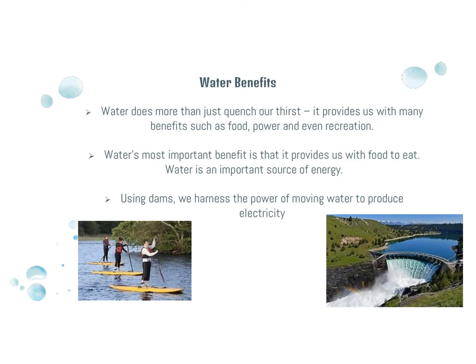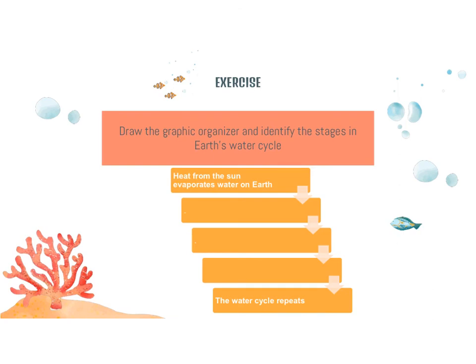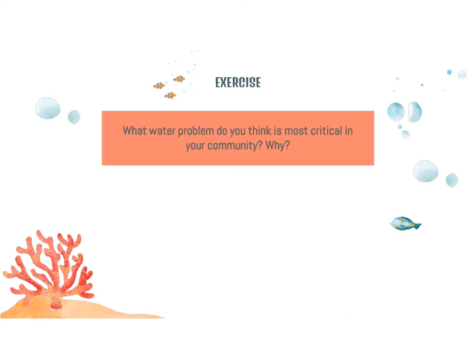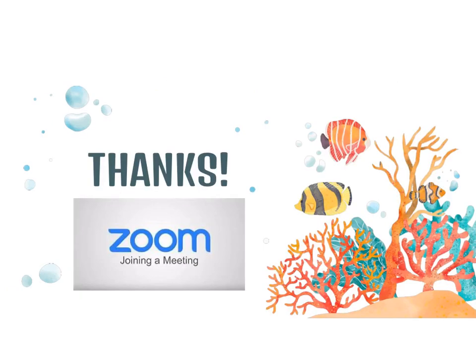On your ESS copybook, just take 3 minutes, try to draw this graphic organizer and to list and identify the different stages of the water cycle. Try to think about the major problem that you are suffering in your own community and explain it. Once you are done with writing your answers on your copybook, just join the Zoom session.